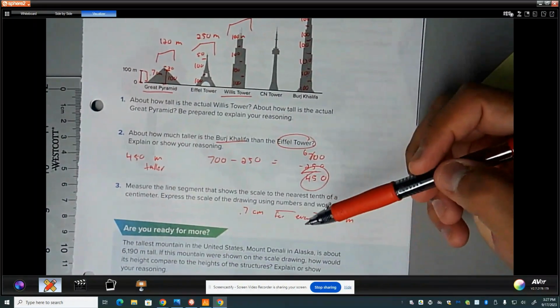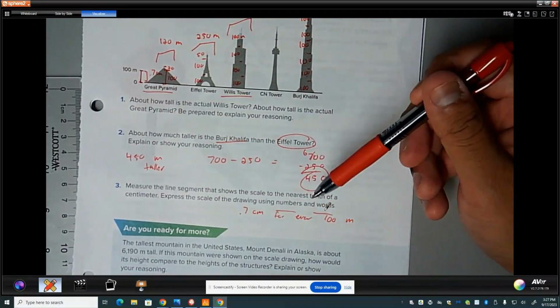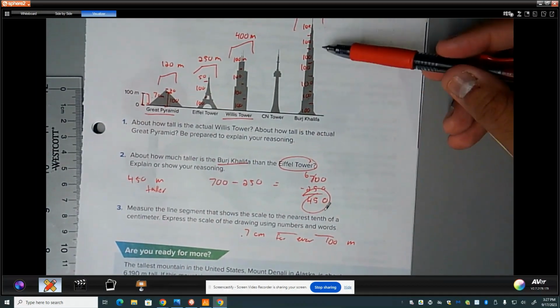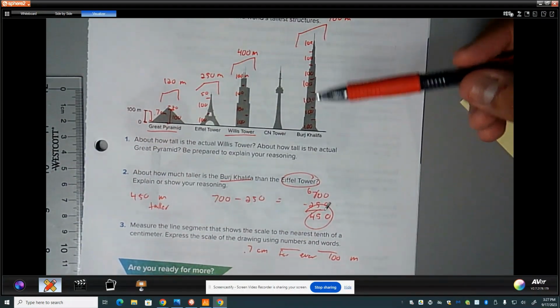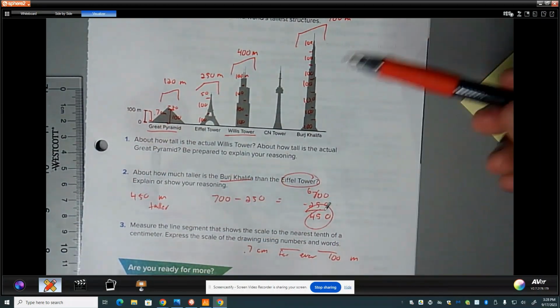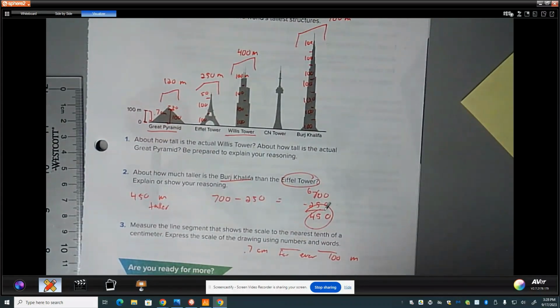Now again, you could use this fact, knowing that it's 0.7 centimeters for every 100 meters, to also measure the Burj Khalifa in centimeters in our drawing, and then do the math to figure out what the distance would be in meters.